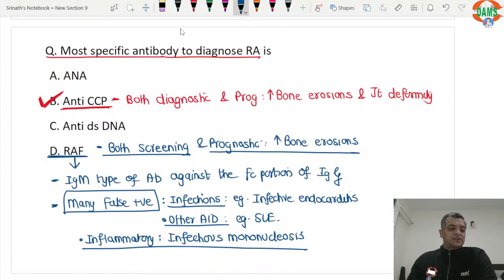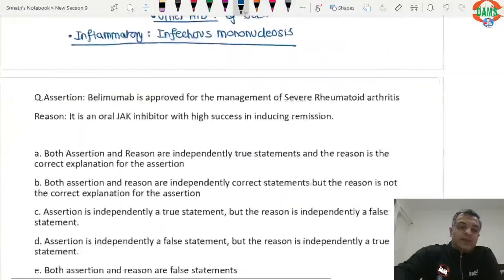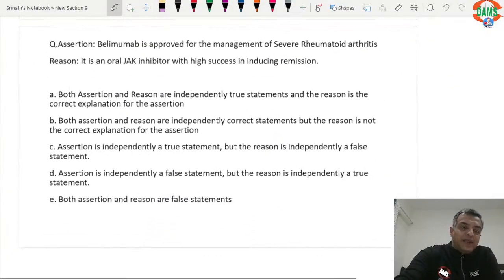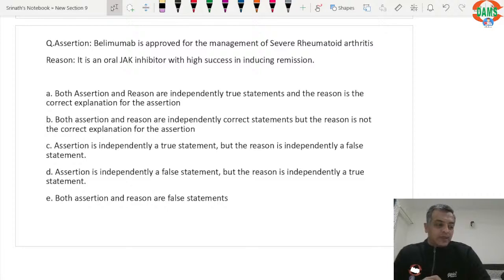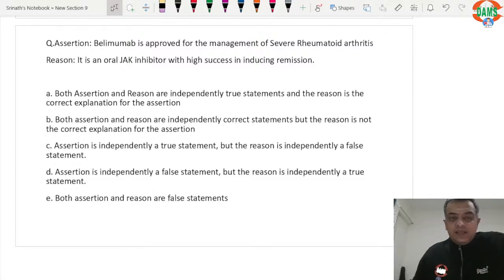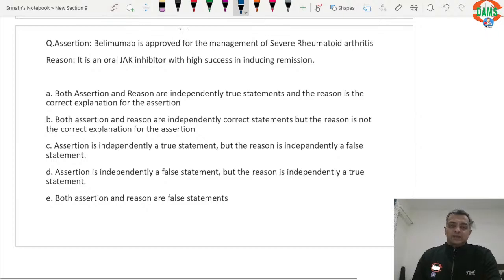That's the main focus. Disease with antibody is the main focus. Bringing us to the last one, assertion and reason type of question, the last one in today's class. But again, what is important?